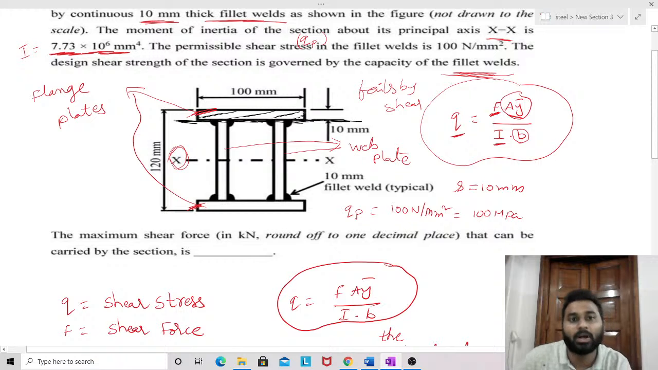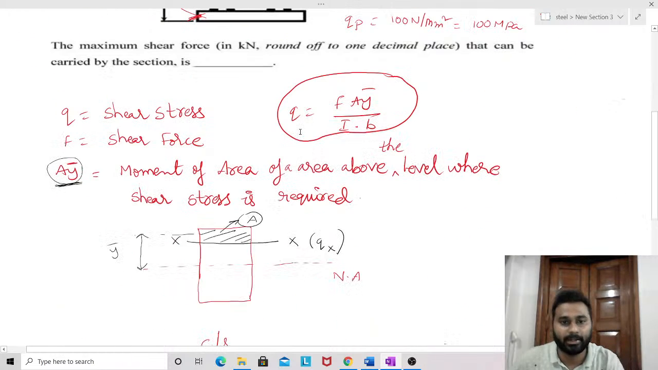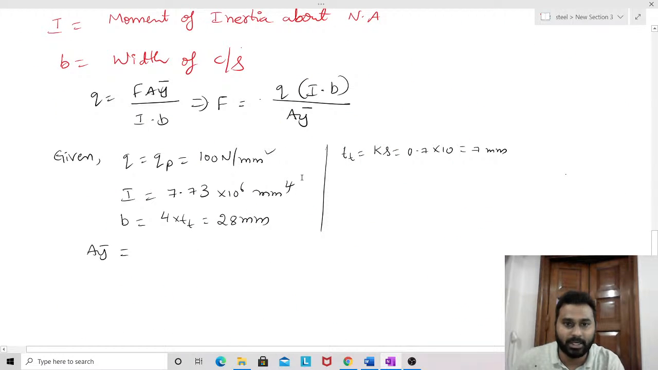Is that okay? Now what is that area? That area is nothing but the area of the top flange plate. How much is it? 100 into 10. So the area of the top flange plate, A, is 100 into 10, that is 1000 mm square.